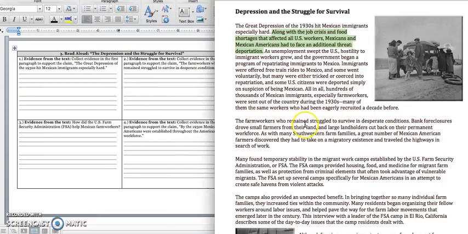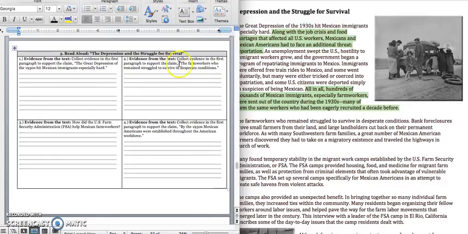Another quote I would choose is the last sentence that says, all in all, hundreds of thousands of Mexican immigrants, especially farm workers, were sent out of the country during the 1930s. Many of them the same workers who had been eagerly recruited a decade before. This shows that Mexican immigrants were hit especially hard because they had to worry about deportation. Write this sentence in the second part of box 1. Press pause to write down your answer and play when you're ready for number 2.